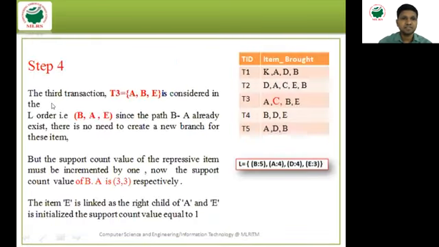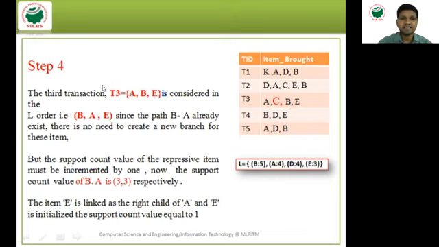Now step 4, the third transaction T3: ABE. Transaction T3, ACBE. C I eliminated. Why? Because in the L order list there is no C. So this value is less than or equal to 3. So that's the reason I eliminated the C value, right? A, B. What is the A value? 4. B value 4. E value 3.